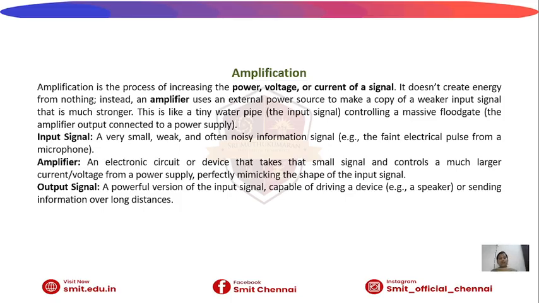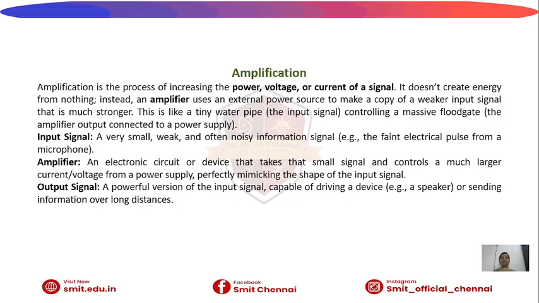So for example, it's a tiny water pipe. So there is an input signal that is controlling a massive floodgate. The amplifier output is connected to the power supply. There are three terminals in amplification. So input signal, amplifier, output signal, these are the main components.